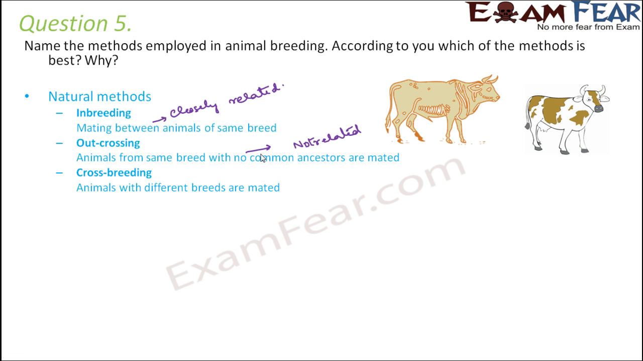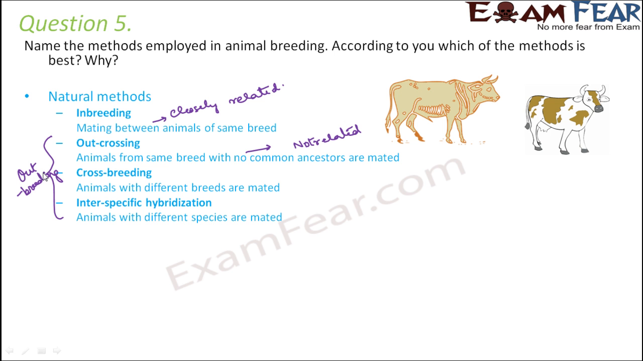Then another type of crossing is called crossbreeding, where animals from different breeds are mated. And finally, interspecific hybridization, where animals from different species are mated. Now, this is inbreeding and all these fall under the category of outbreeding. But all these methods are natural methods because here the mating happens naturally between the male and the female. And in all of them, it is ensured that a superior male and a superior female are selected so that a superior progeny can be obtained. So these are the natural methods for animal breeding.